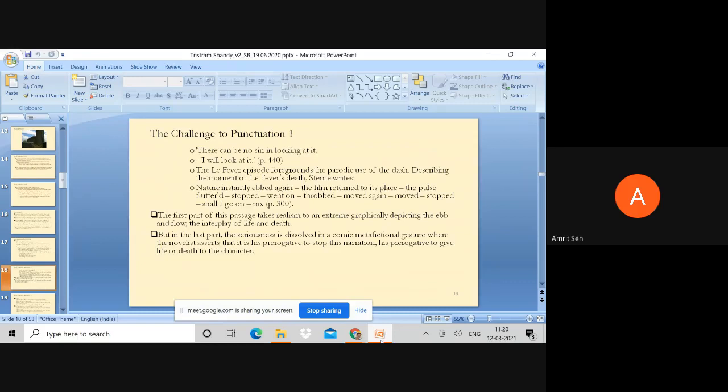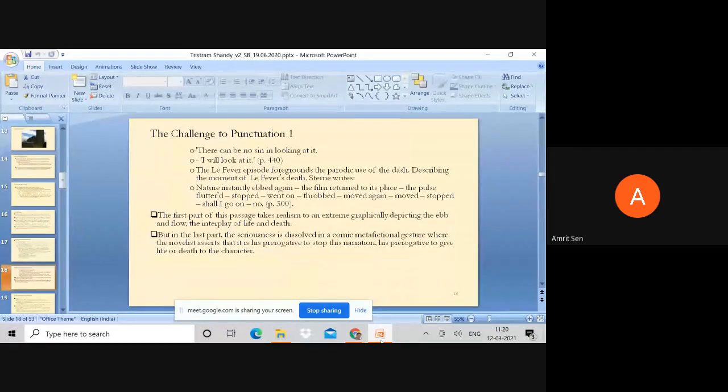You see, what essentially Sterne has done is he has exposed the way in which sentimental fiction deliberately tries to draw out our tears, tries to play upon the fact of suffering, and through the dash is brought out the conventions through which fiction operates. And that is what remains important. So the first part of this passage takes realism to an extreme, graphically depicting the ebb and flow, the interplay of life and death. But in the last part, the seriousness is dissolved into a comic metafictional gesture, where the novelist asserts that it is his prerogative to stop this narration.